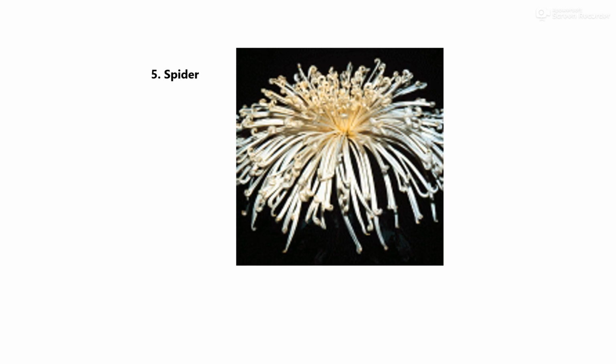Then spider. As per the name, the ray florets in this category are large and tubular and are usually curved. The tips of the florets may be open. For example, Rupsi Bangla, Bidas Bas, Coronation, Mahatma Gandhi. These are the well-known varieties in the spider category of the large chrysanthemum flower.